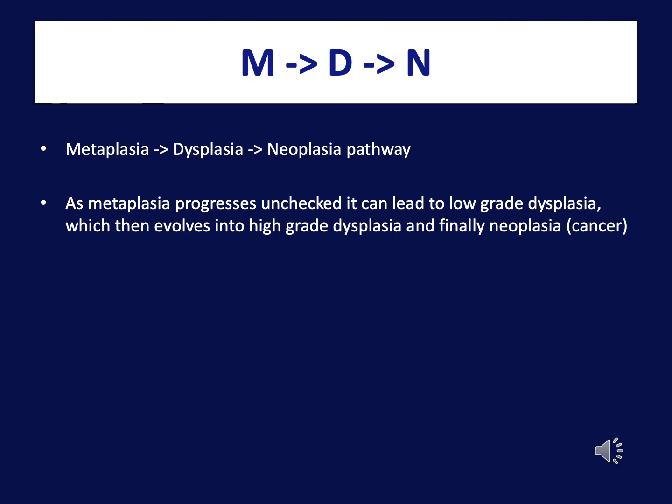Right, so the metaplasia, dysplasia, neoplasia pathway is something you hear examiners going on about all the time. It basically just goes back to the definition we talked about earlier. So if metaplasia is not controlled or kept in check, it can progress to dysplasia, and if that's not controlled, it can progress to neoplasia. That's all you need to know.